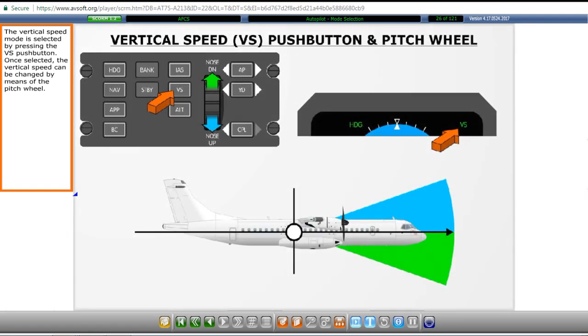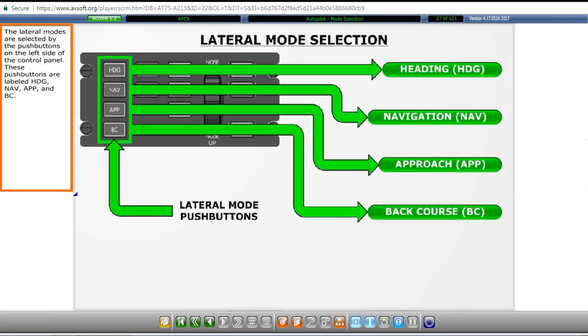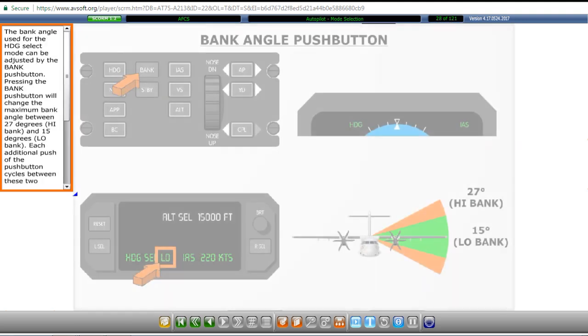The vertical speed mode is selected by pressing the vertical speed push button. Once selected, the vertical speed can be changed by means of the pitch wheel. The lateral modes are selected by the push buttons on the left side of the control panel. These push buttons are labeled Heading, Navigation, Approach, and Back Course.